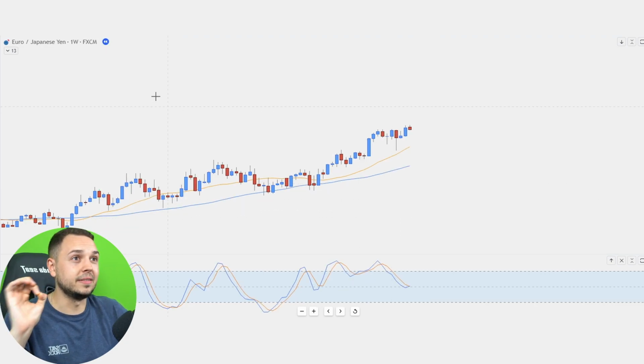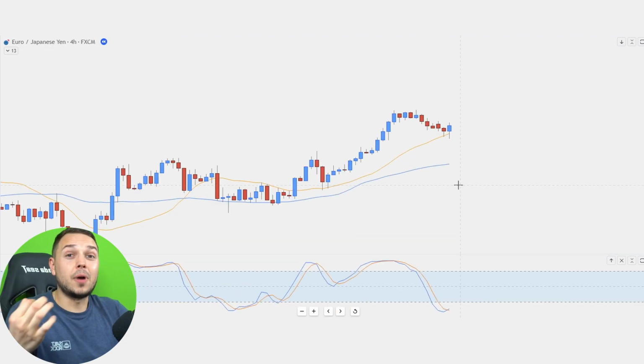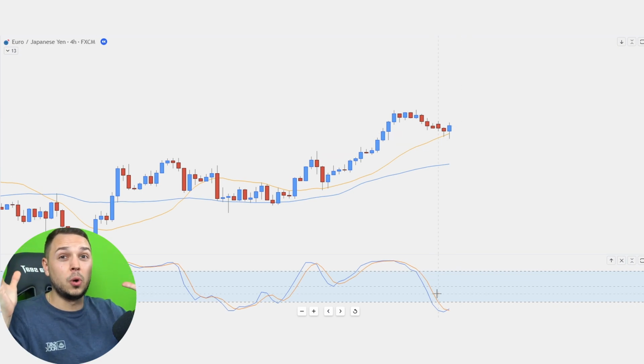Weekly is doing absolutely the same thing. Daily trend is also up. The 4-hour time frame is also pretty much perfect. However, to know whether it's a good one, we need to do this.